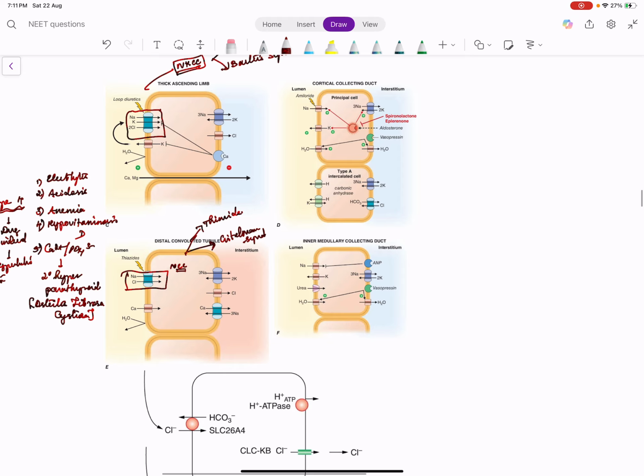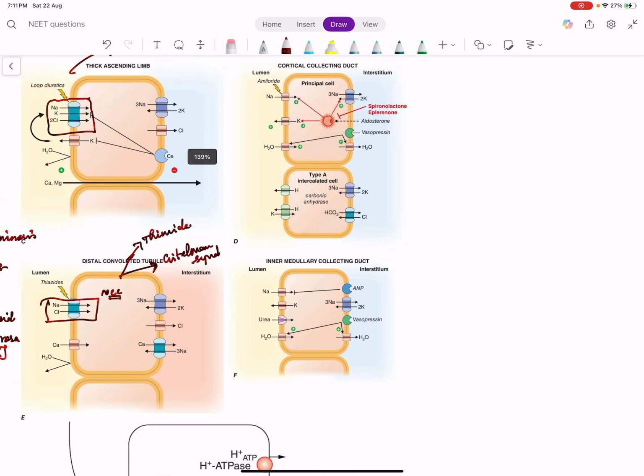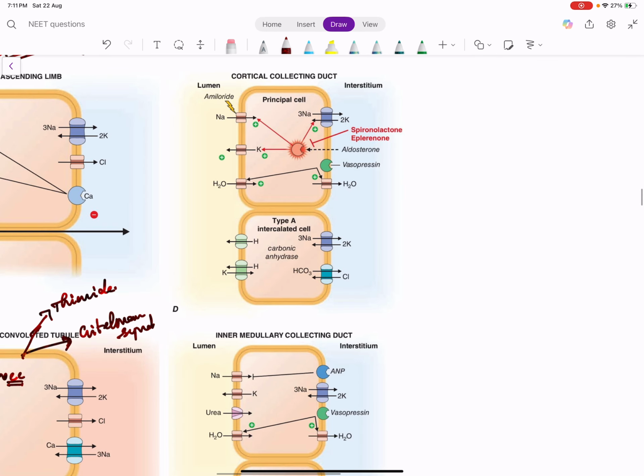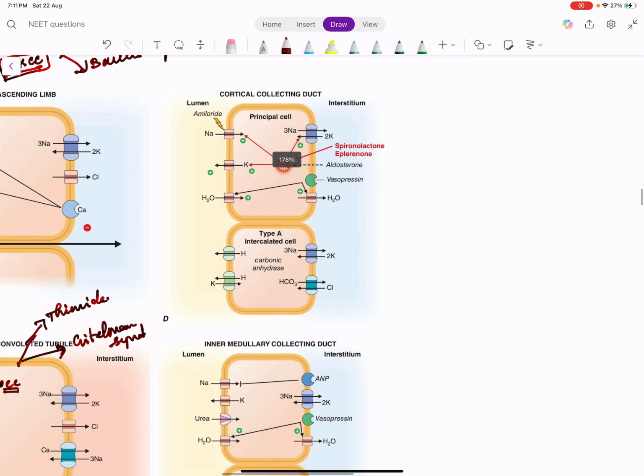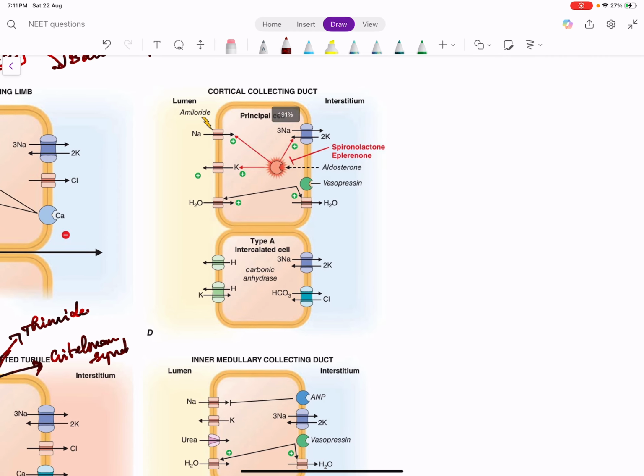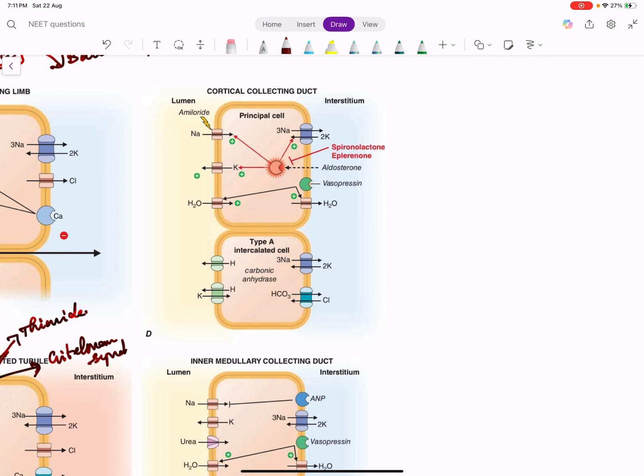So that is why we must know about thick ascending limb and distal convoluted tubule. Cortical and medullary collecting duct is very important because we have an important channel called as ENaC, epithelial sodium channel, ENaC. This sodium channel is activated upon by aldosterone acting on the aldosterone receptors in the cortical collecting duct.